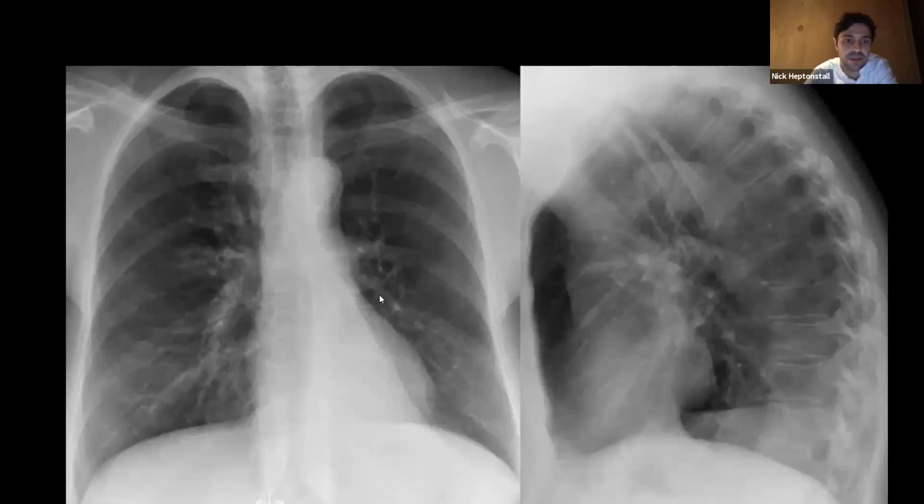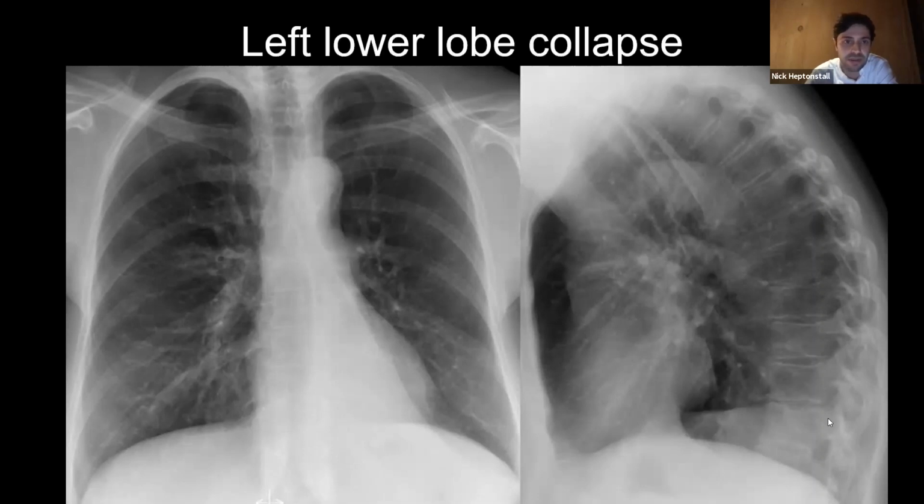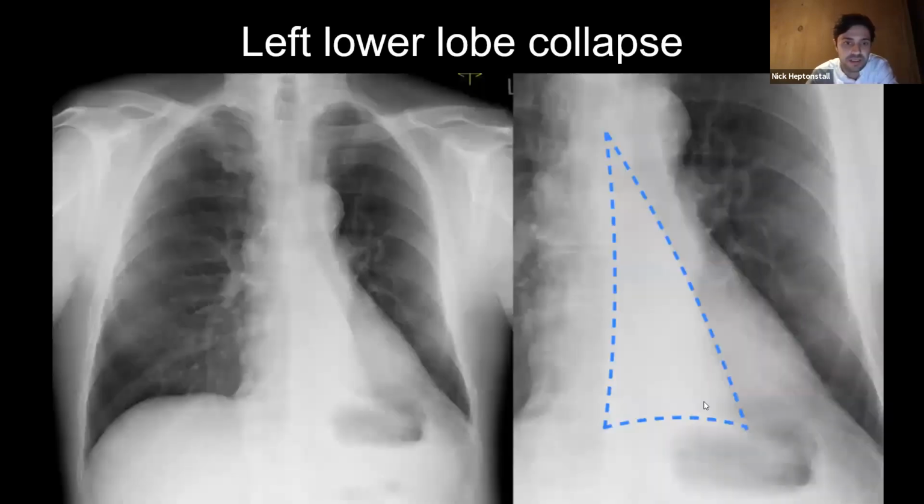So, in the left lower zone, there's a very straight line coming down here. You've lost some of this medial border of the left diaphragm. And then there is an opacity below the heart border coming along here. So this is left lower lobe collapse. As was mentioned earlier, this is called the sail sign. So it's a typical sail. And you get this very straight line over the heart border, and that's left lower lobe collapse.